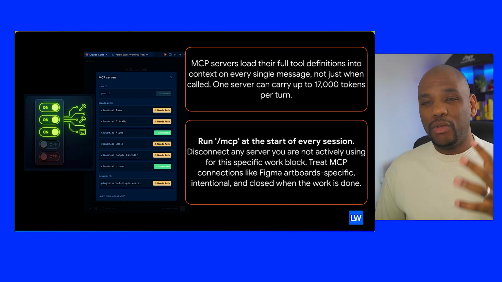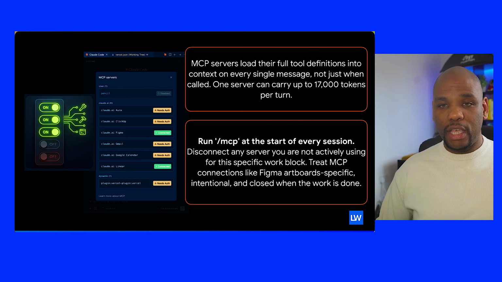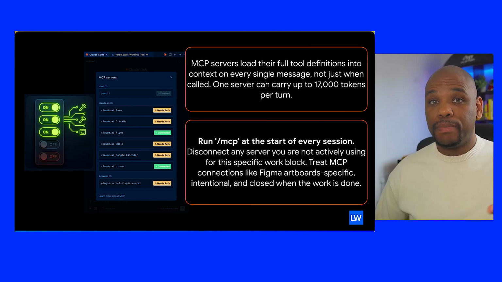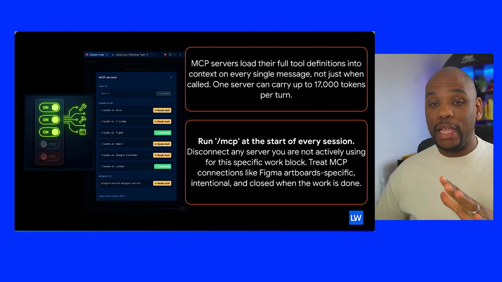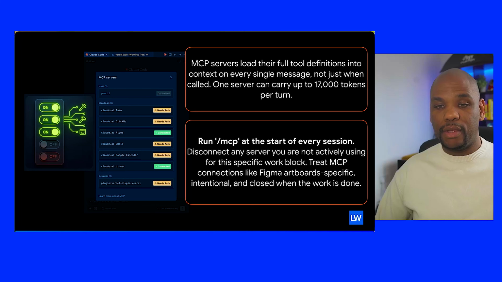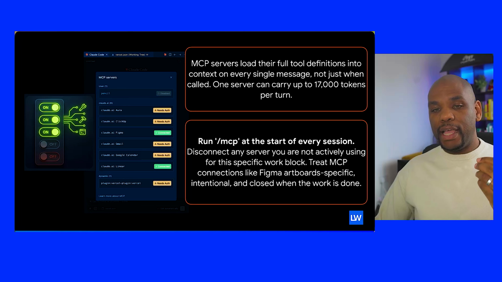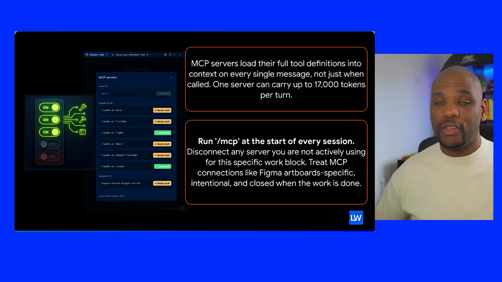MCP servers load the full tool definition into the context on every single message, not just when you're using them. One server can carry up to 17,000 tokens per turn. So if you run /mcp at the start of every session, disconnect any servers you're not actively using for that specific work block. So treat MCP connections like Figma artboards, with intentionality, and close when the work is done, because MCPs are a token drain.